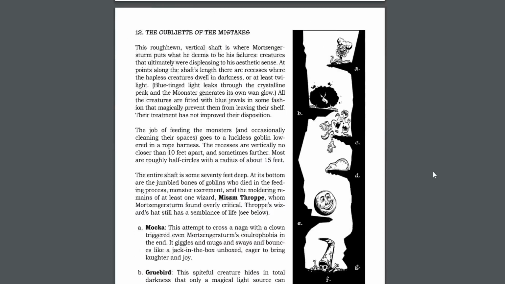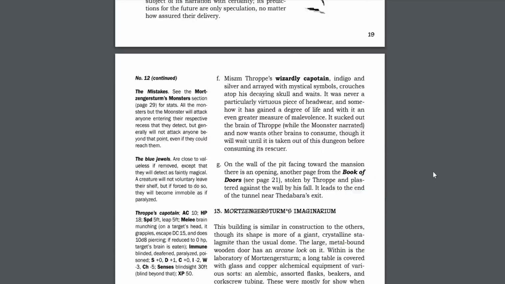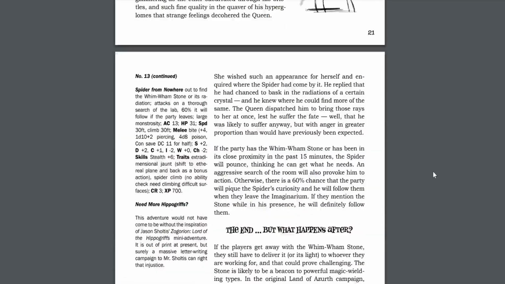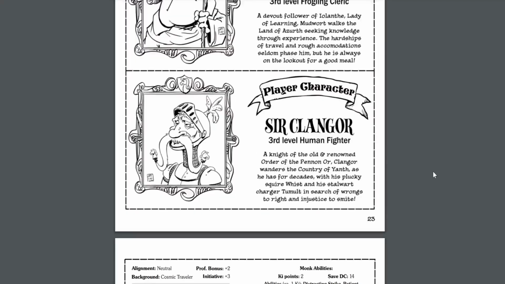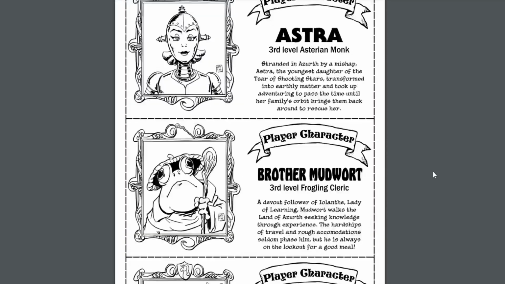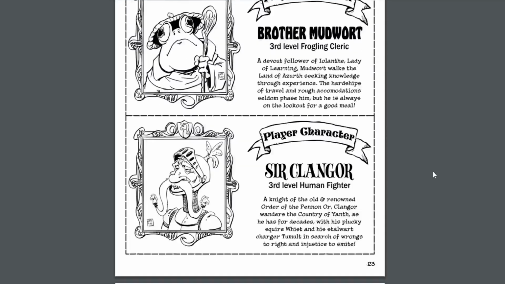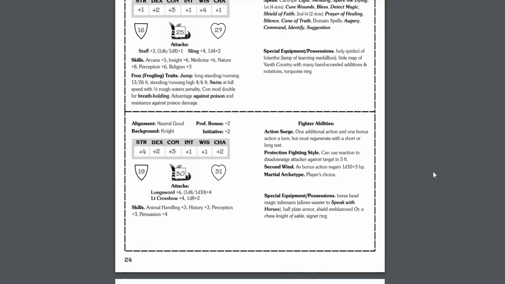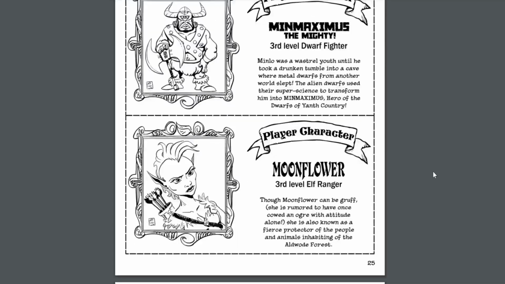The Oubliette of the Mistakes. And many more crazy locations with crazy encounters and very creative solutions for players to come up with. Some terrific examples of characters that you can take in. Astra, Brother Mudwort, Sir Clangor. And then their stat blocks. And then Min-Maxius the Mighty, a dwarf fighter, Moonflower the Elf Ranger.